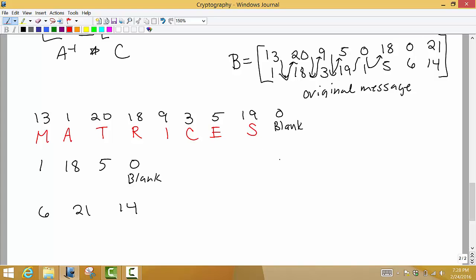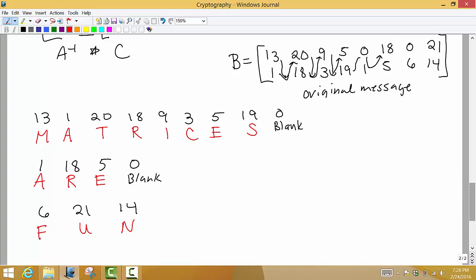All right. 1 is A. 18 is R. 5 is E. And then we have a blank again, so we have matrices are. 6 is an F, 21 represents a U, and 14 represents an N. So we get our encoded message here, we decoded it, and now the original message reads, matrices are fun.